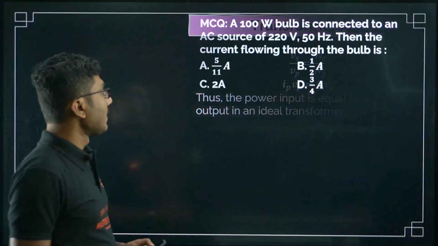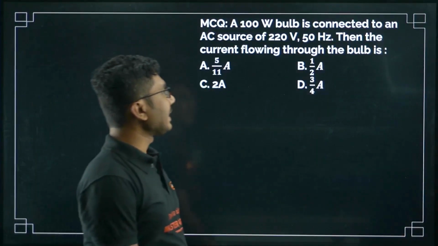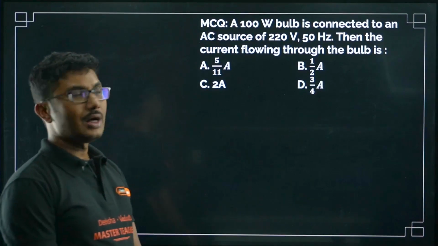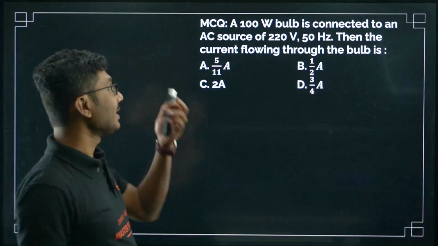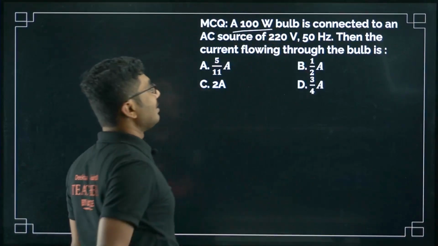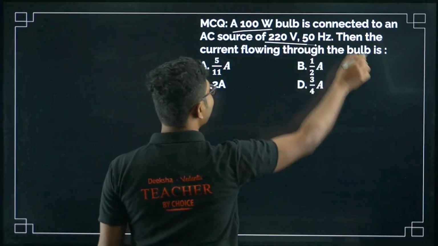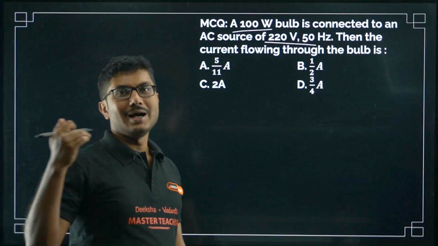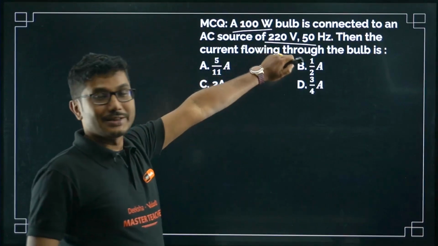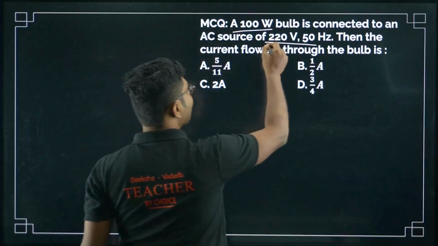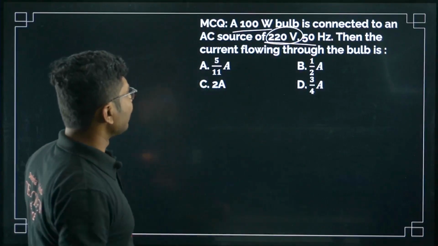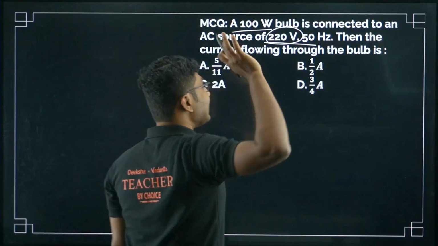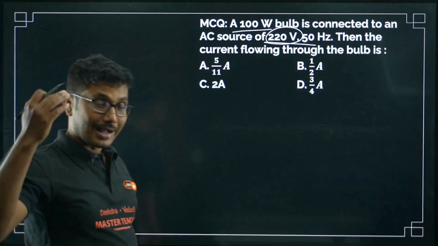Okay, now a 100-watt bulb is connected to an AC source of 220 volt 50 Hz. Then the current flowing through the bulb is. Interesting question. The power rating is given, a 100-watt bulb, and it is given that the AC source is 220 volt 50 Hz. How can we calculate the current? Power is given, voltage is given. Now this voltage is RMS voltage. They have not given anything other than the current flowing through, so we will assume that they are talking about the RMS current only.